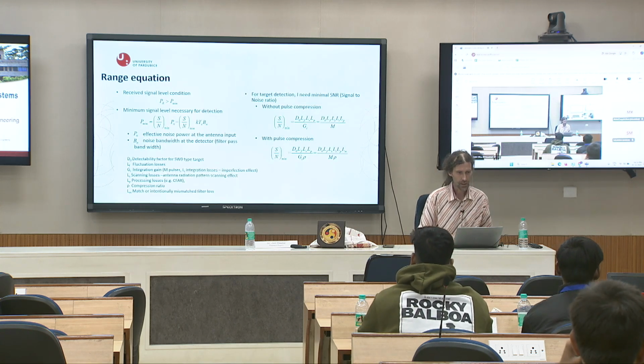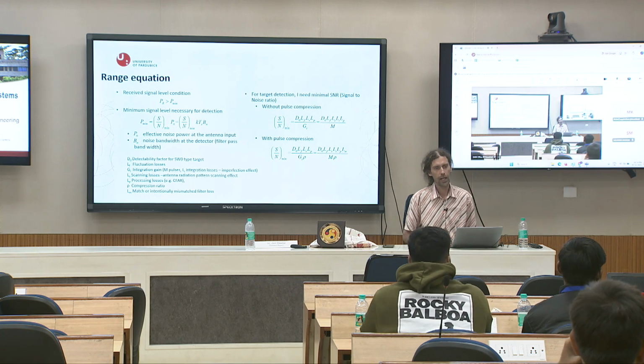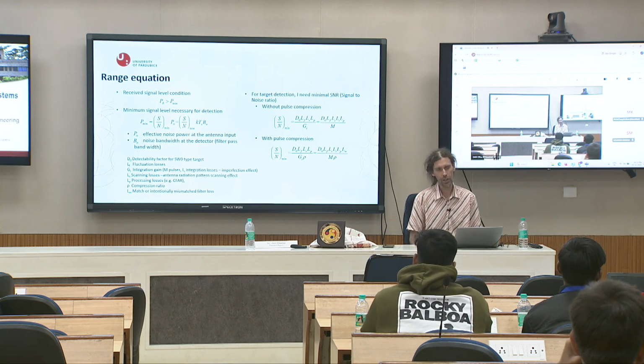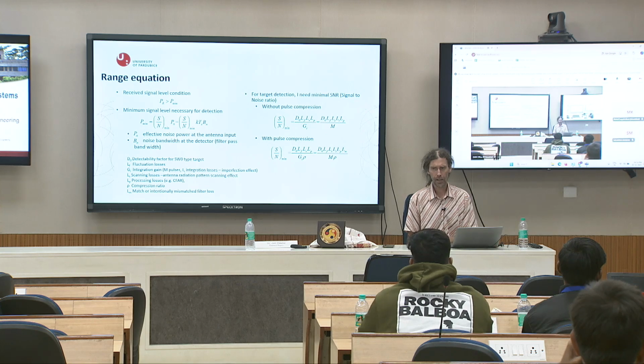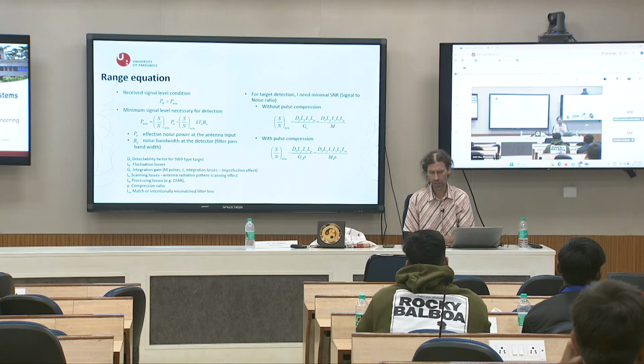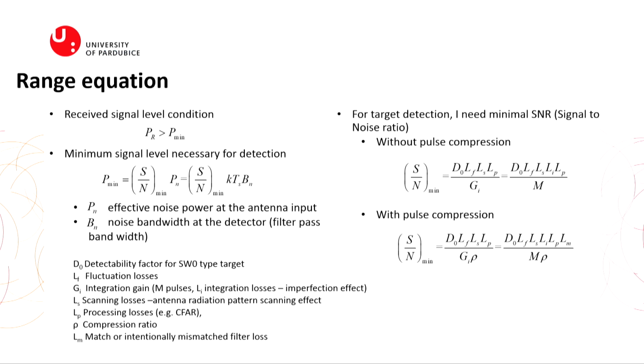Okay, I skip it. Then I will talk about the range equation, because I already told you briefly. What does range equation mean? It is not enough to say my radar has range 100 kilometers. That is not sufficient information. Under which condition does it have a range of 100 kilometers?